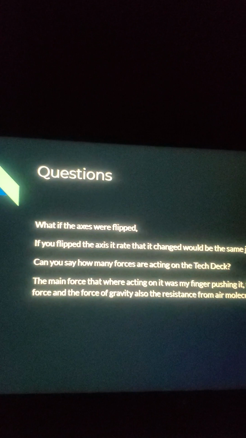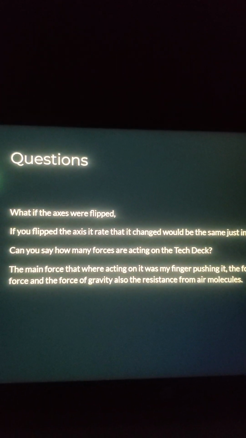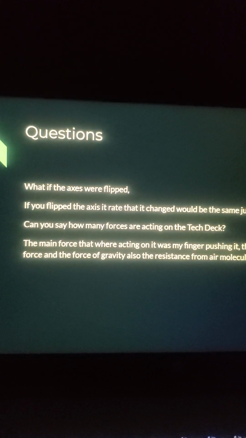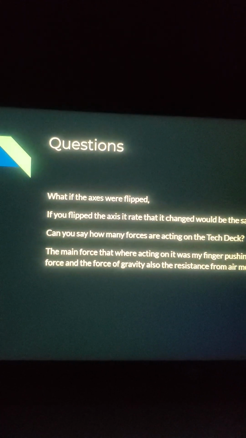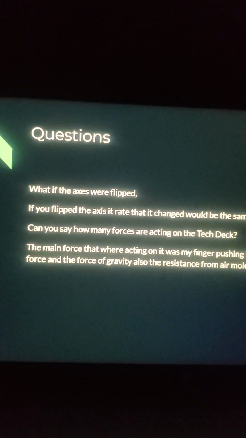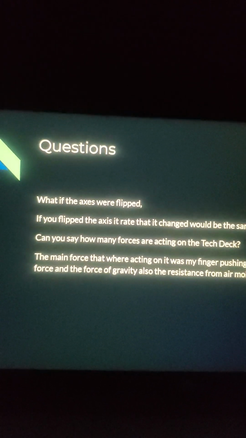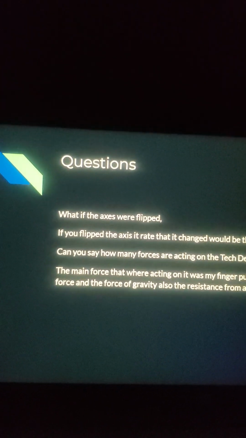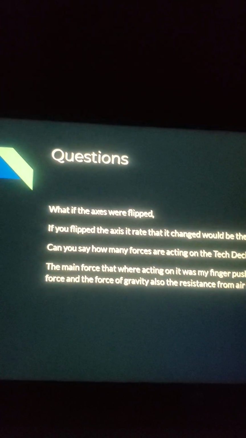And for the questions, what if the axis were flipped? If the axis were flipped, then the velocity would just be in a negative direction since it was moving across the screen. And how many forces are acting? The main forces were my finger, the force of friction pushing against it, the normal force and the force of gravity, and also resistance from the air molecules.